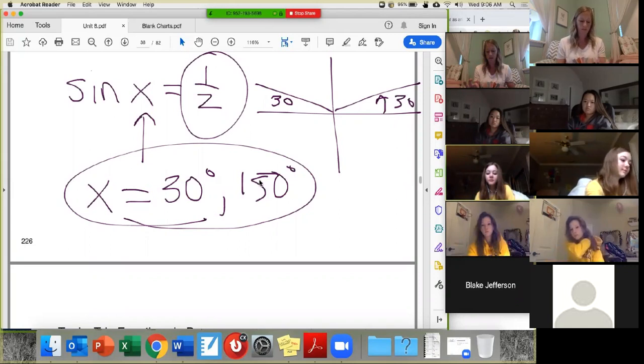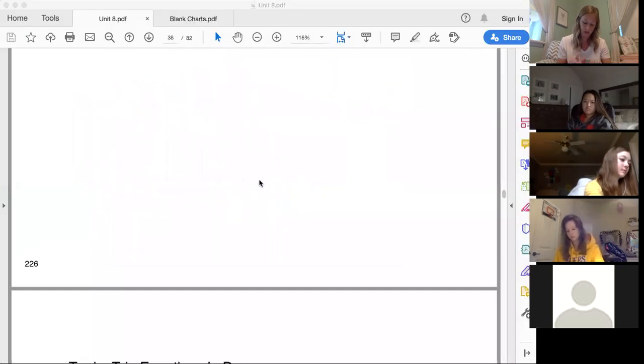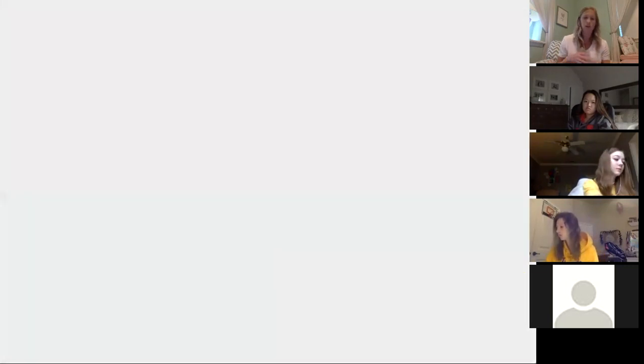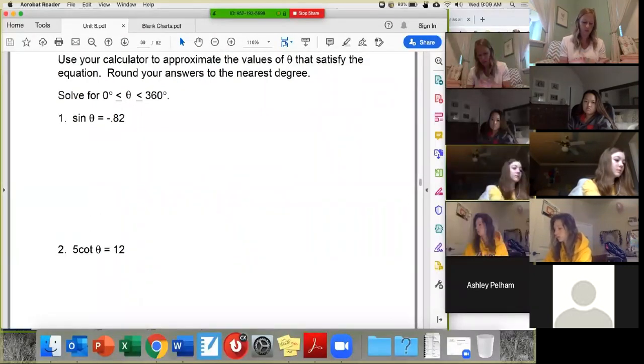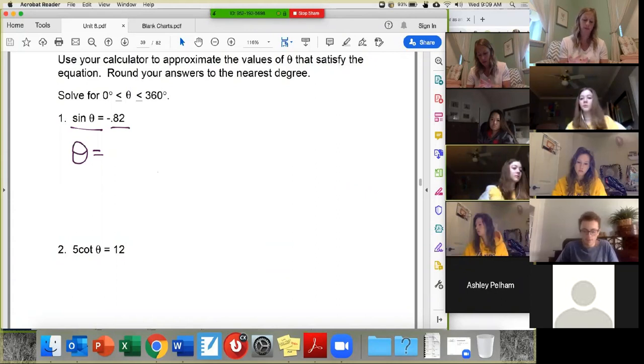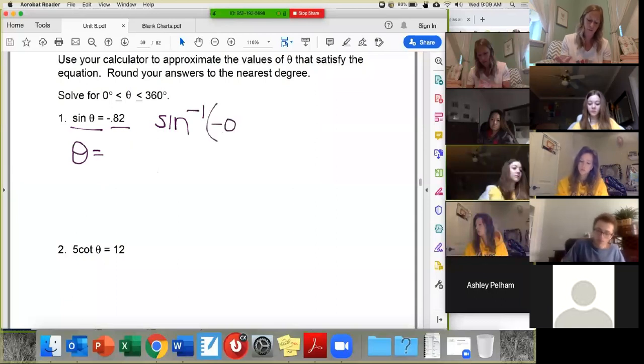So starting with a basic question on 227, again, making sure that you are in degrees, we are going to take a look at question 1. Now, you can use theta, you can use x interchangeably. If we are given that sine of theta is equal to negative 0.82, what we are trying to solve for is theta itself. So in order to get a value for theta, given that we have a calculator, how are we going to type this into our calculator? Inverse sine, okay? So inverse sine is what gives us an angle. So we're going to type in our calculator the inverse sine of negative 0.82.